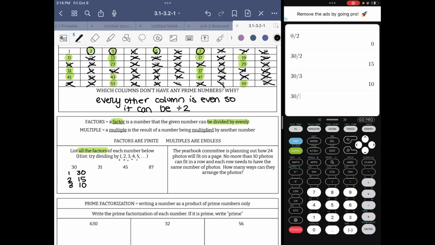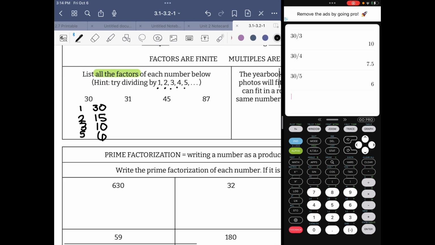30 divided by 4 is a decimal, so I'm not going to include that. And I'm going to move on to 30 divided by 5. Don't just stop because you got one decimal. The next number might still work. Now, I got 5 and 6, which is where I stop, because the next number I would try would be 6, and it's already on my list.